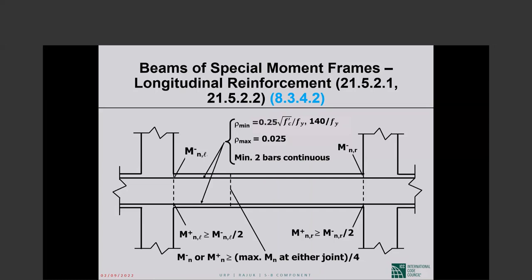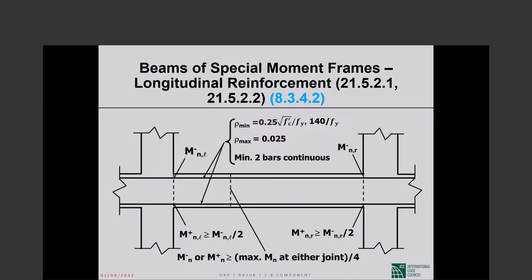Remember, in high seismic construction, the 2.5% limit is a constructability limit. Above that, concrete placement becomes difficult. That is the reason. The minimum reinforcement ratio, top as well as bottom, is either 140 over f sub y or 0.25 square root of f sub c prime over f sub y, whichever is the smaller of the two. Okay, so there is a minimum limitation, there is a maximum limitation, and 2 bars continuous top and bottom.